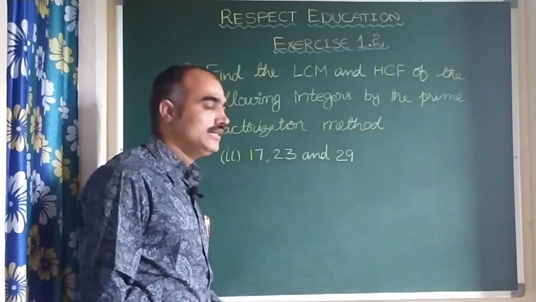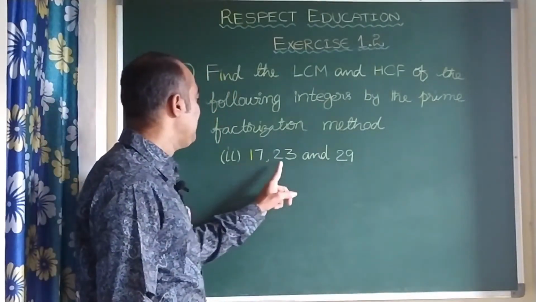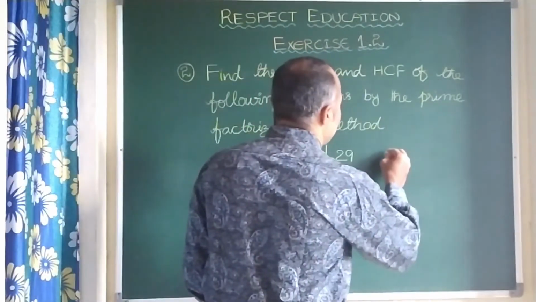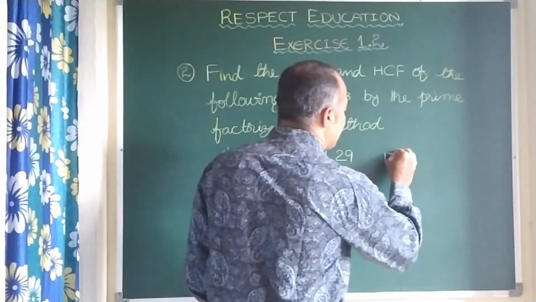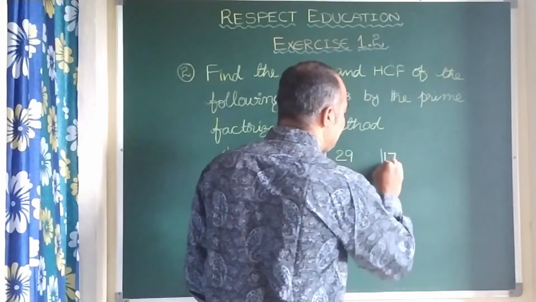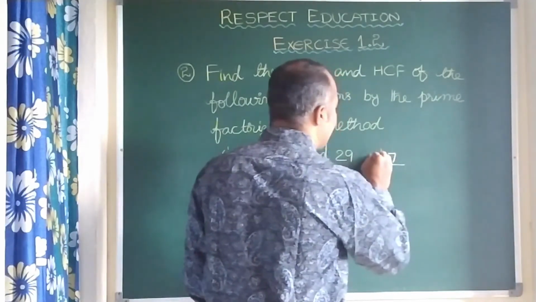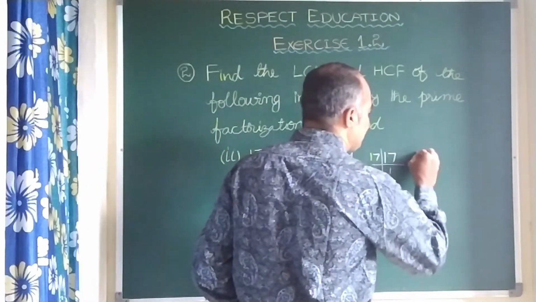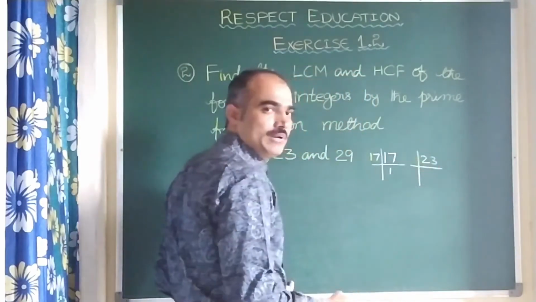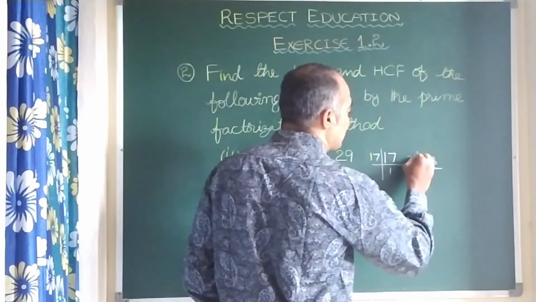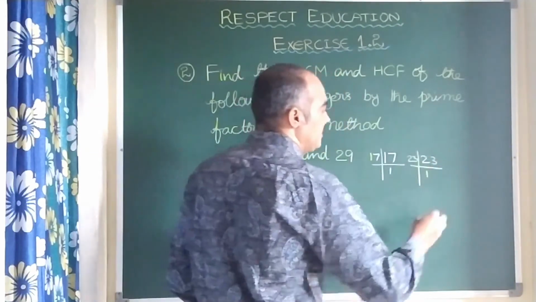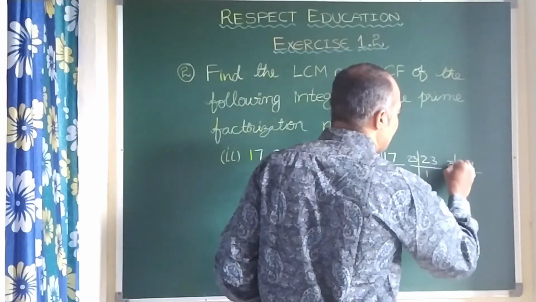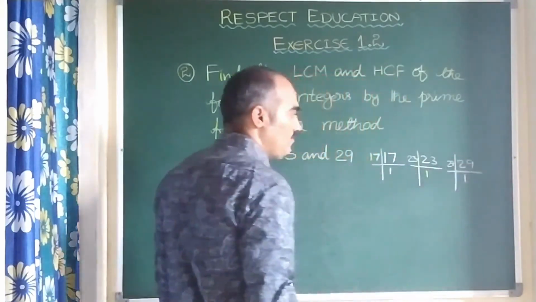Let us see next bit, that is second bit, 17, 23 and 29. So here 17 you take here, children, it can be written as 17 into 1. 23 you take, 23 also, this is also a prime number, so it has no other factors, so 23 into 1 itself. And 29 you take, that is also 29 into 1 only.